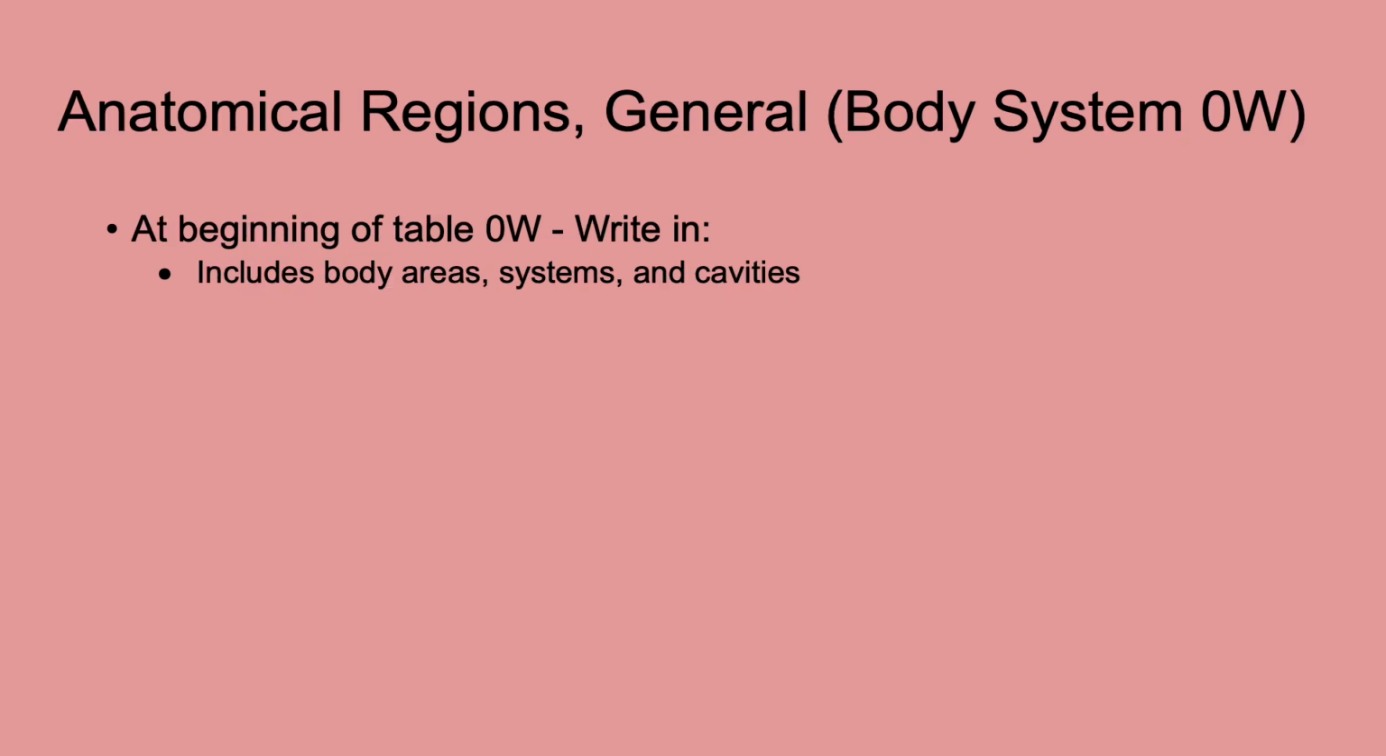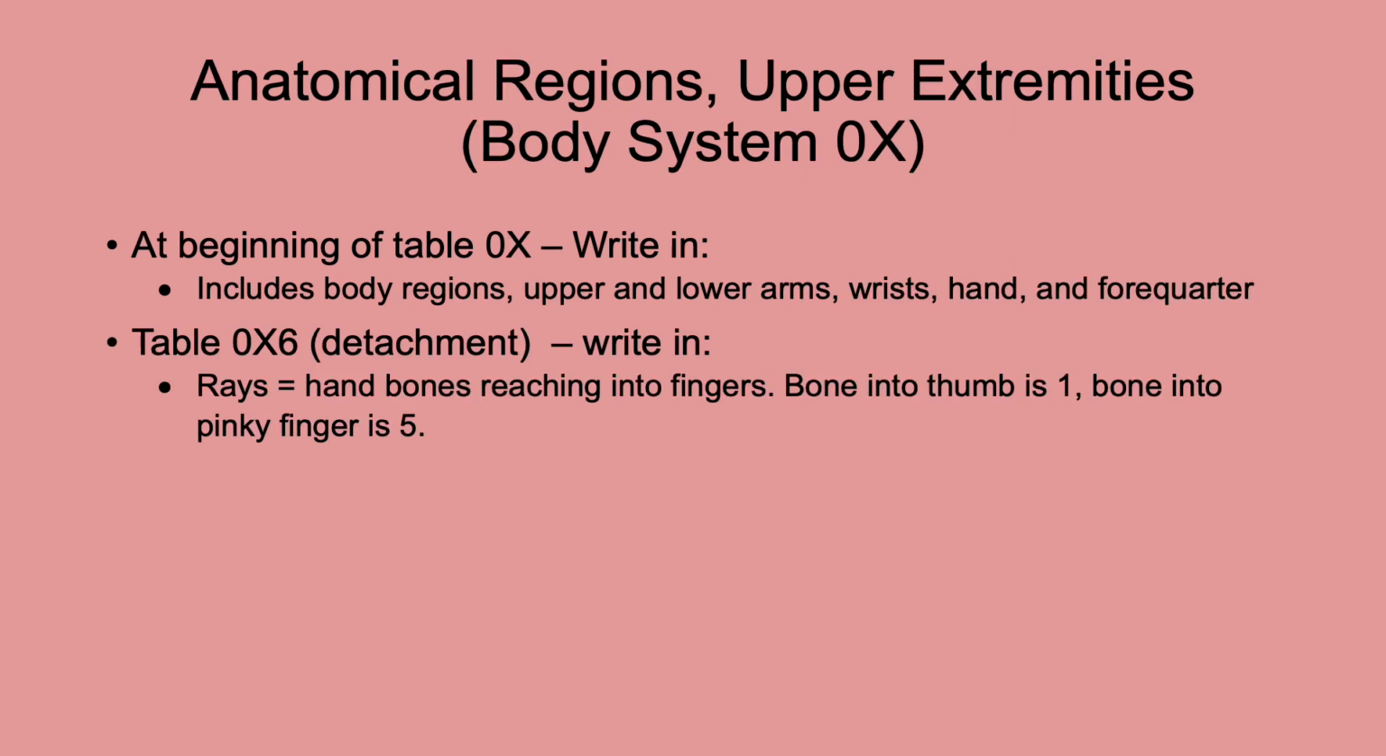Okay, anatomical regions. At beginning of the table, write in includes body areas, systems, and cavities. So for anatomic regions, upper extremities, 0X. At the beginning of table, write in includes body regions, upper and lower arms, wrists, hands, and forequarter. Under table 0X6, detachment, write in Ray equals hand bones reaching into fingers. Bone 1 is the thumb, and then you count 2, 3, 4, 5. 5 is the pinky finger, because all it says is 1, 2, 3, 4, 5. So that way you keep it straight.